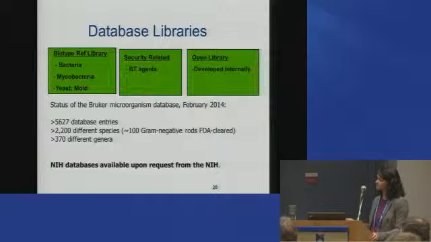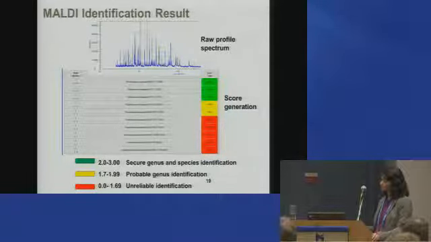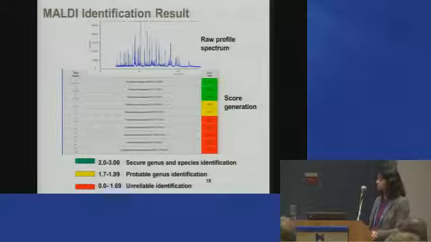If you have a nice match with your spectra, you get a green label, which means if you have a score of 2 to 3, you can call out a secure genus and species identification. If you have a yellow score, it's kind of like caution. It is a probable genus identification, so you don't get the species part of this particular organism. And if it's red, it says, wait a minute, there's unreliable identification here. So either your spot didn't work, or the organism needs extraction, or there's nothing in the database that matches that particular organism. Okay, so it's really kind of cool.